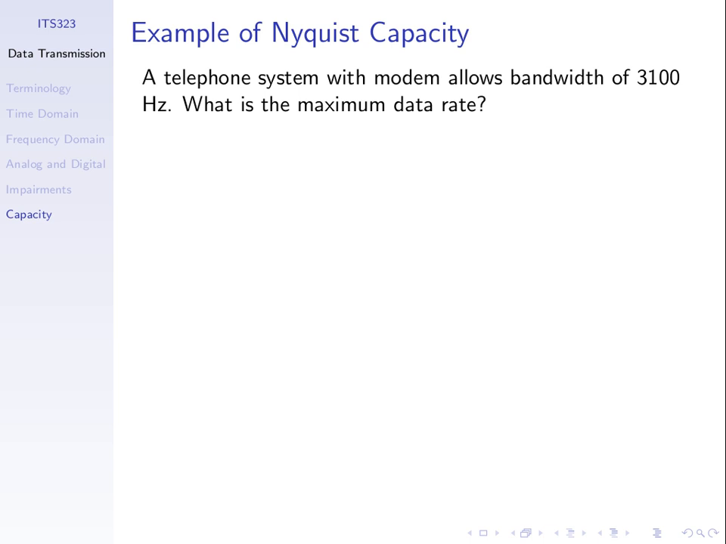Same telephone line. The bandwidth of that telephone line that your modem uses is around 3,100 hertz. How can you achieve 56 kilobits per second? The bandwidth is just 3,100 hertz. That's the real bandwidth of our telephone line, the one that you use with your dial-up modem. How can you achieve 56 kilobits per second?